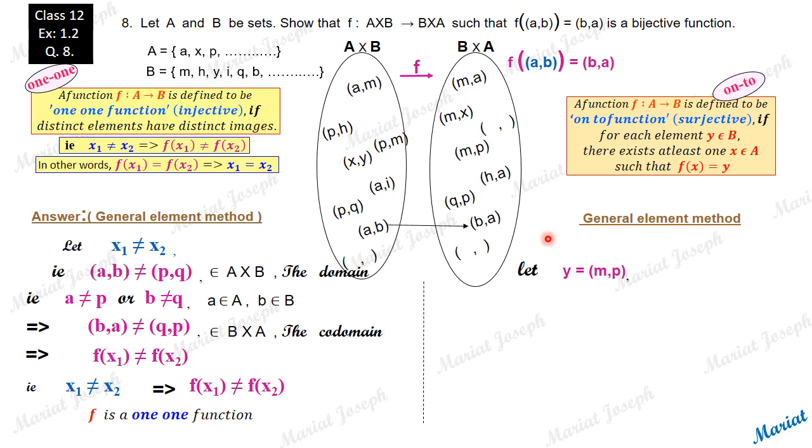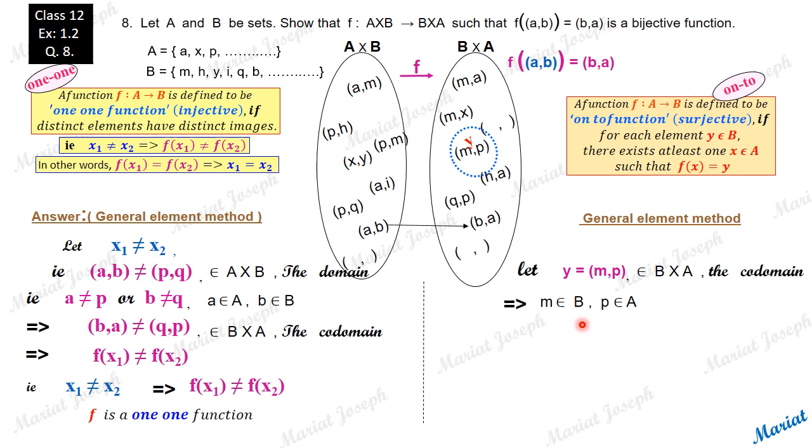Assume that there is an element y in the codomain. Let y be the element MP. Y stands for any of them; I'm just taking one of them. Let y be equal to the ordered pair MP, which belongs to B cross A, that is the codomain of our function here. If this ordered pair MP belongs to B cross A, we can say M must be an element of B and P must be an element of A. Yes. M belongs to B and P belongs to A.